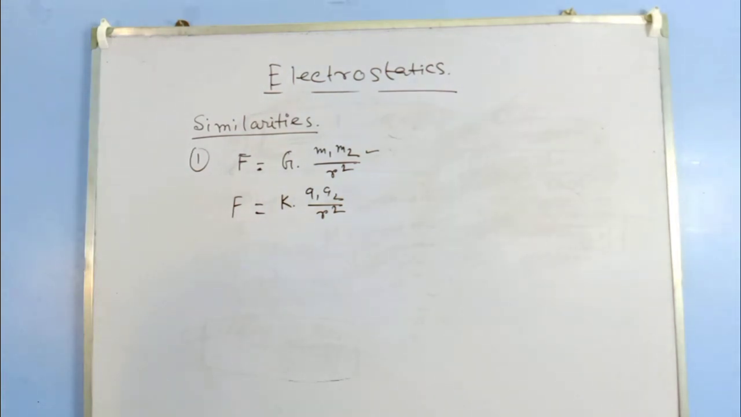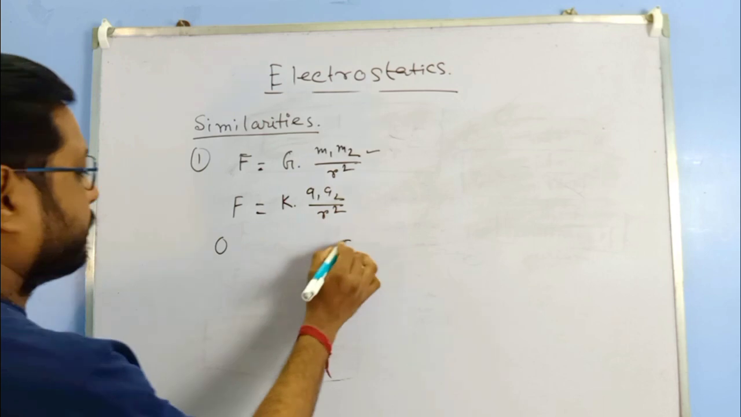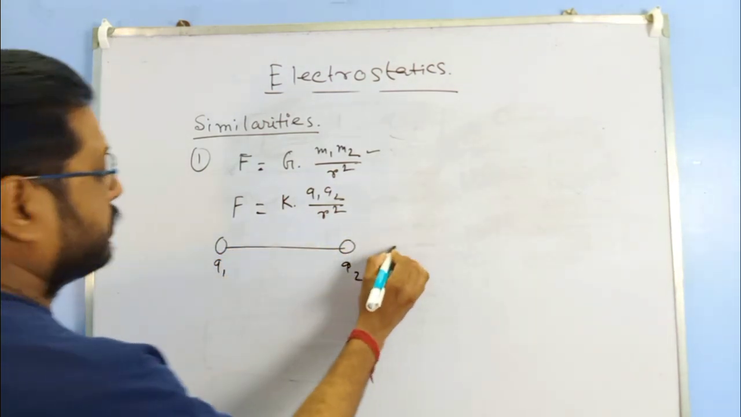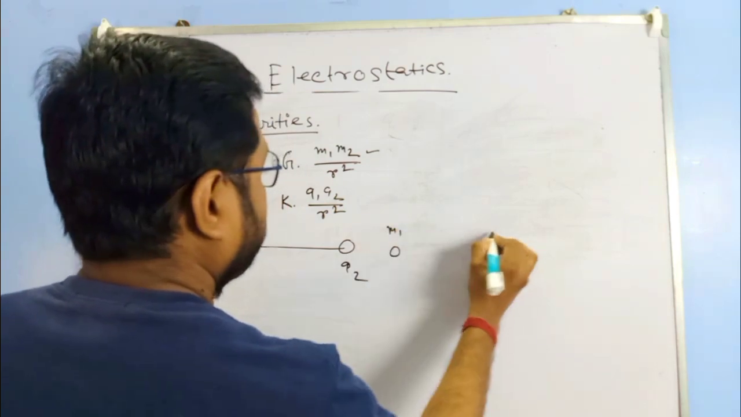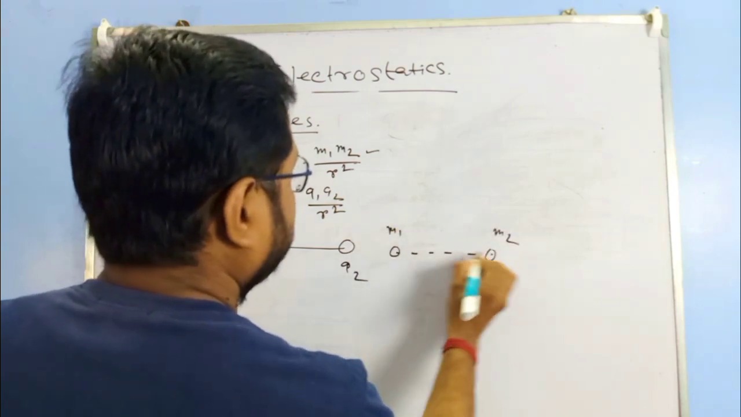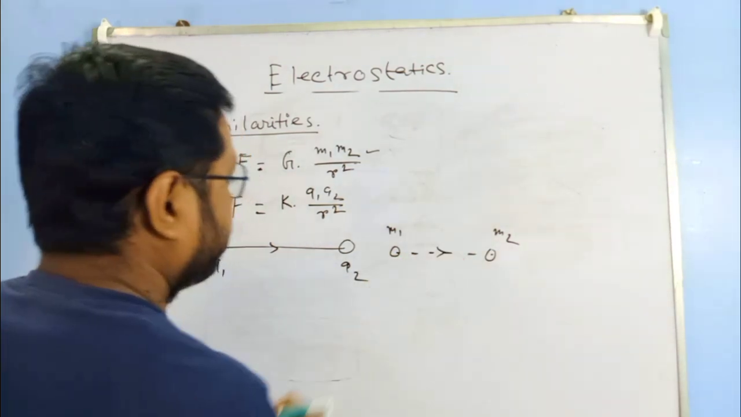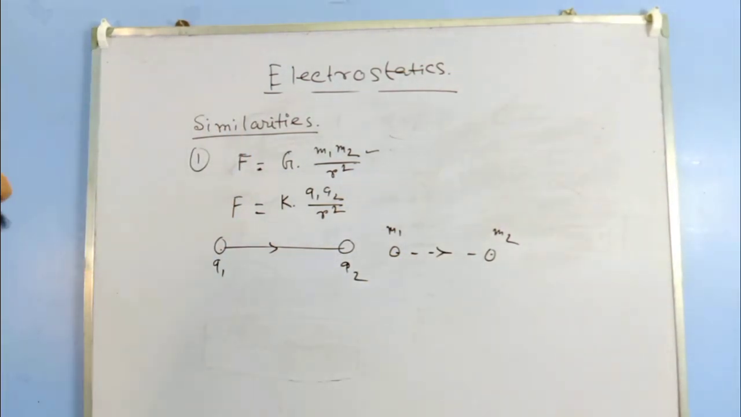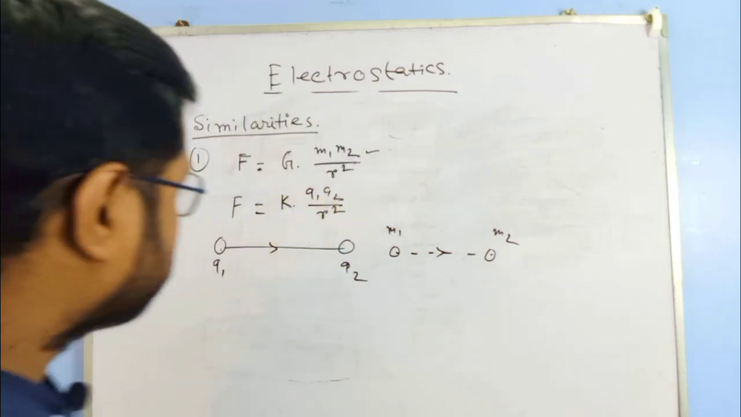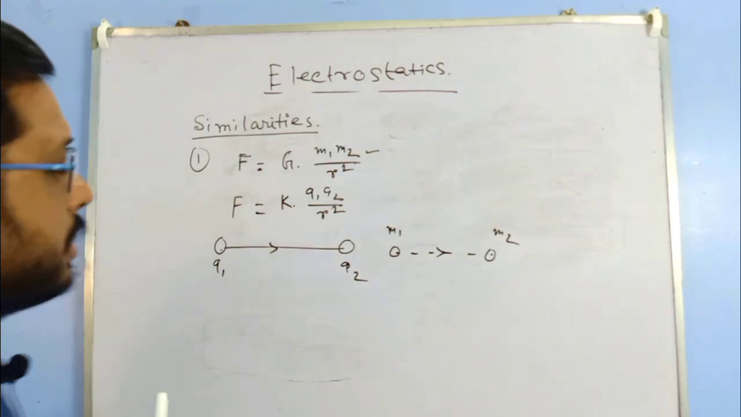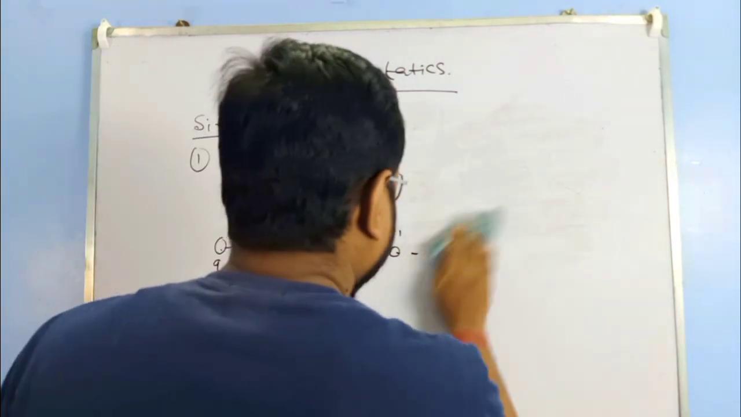Both forces act along the line joining the particles, that is, both gravitational and electrostatic forces act along the line joining the charged particles or joining the masses. So these are the similarities between the gravitational force and electrostatic force. Now we go with some dissimilarities.